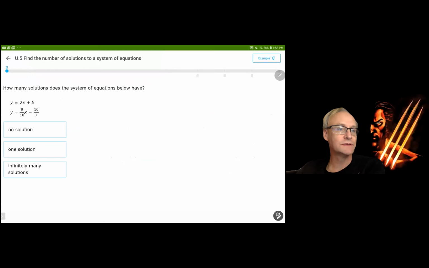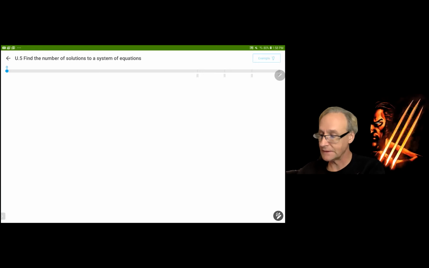Okay, how many solutions does the system of equations below have? And they are completely different equations. So we know that because the two slopes are different, they have to intersect at some point. That's the thing about lines. The y equals 2x plus 5 is a line that goes through 0, 5 and has a slope of 2, and so on. Because the slopes are different and they're not the same equation, they have one solution. And that's it. It's that simple.